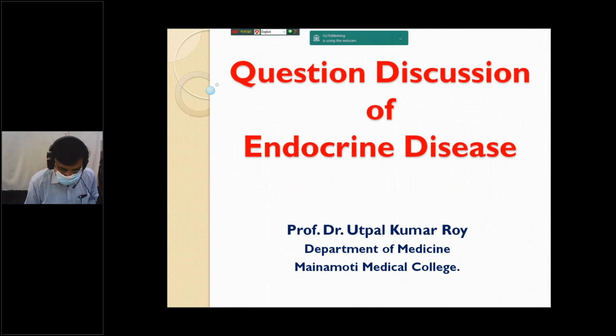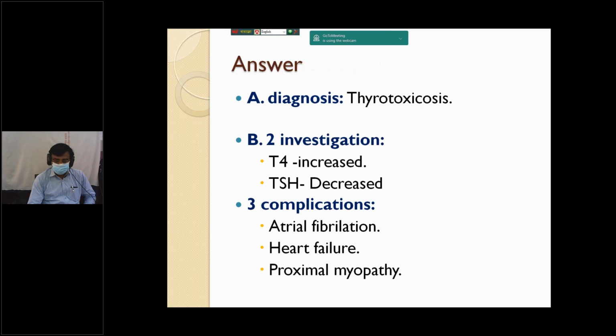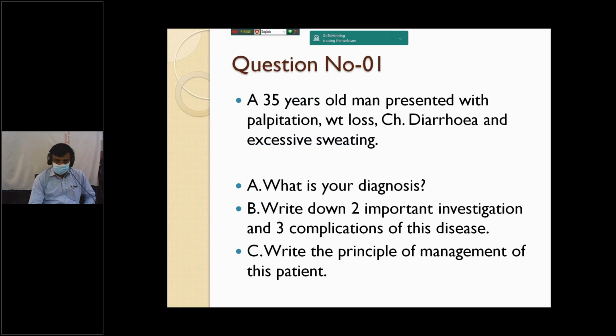So now we'll discuss regarding the question about the endocrine disease. Question number 1. A 35 years old man presented with palpitation, weight loss, chronic diarrhea, and excessive sweating. So what is your diagnosis? Our diagnosis is thyrotoxicosis. Next question, write down 2 important investigations, 3 complications of this disease.